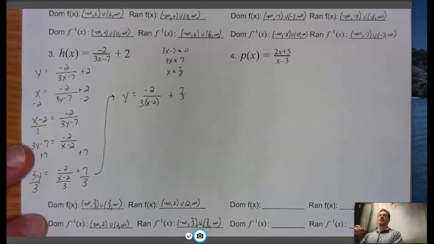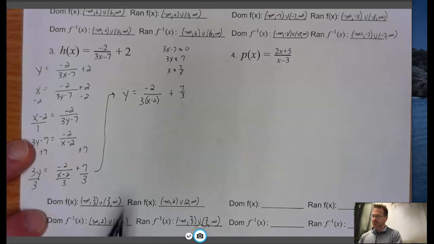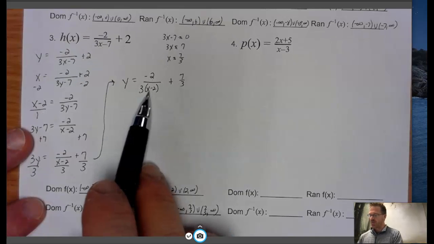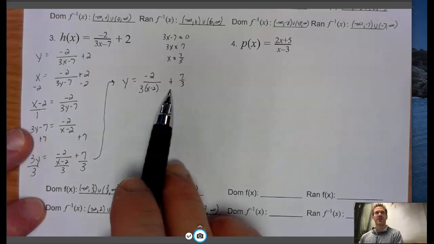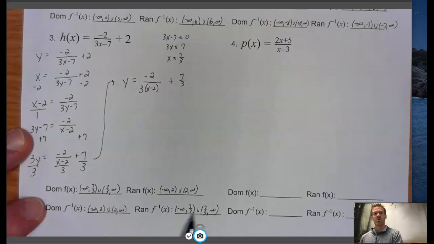Now, once again, look at what we are left with. My vertical asymptote would be at 2 here, which matches what we wrote here. My horizontal asymptote would be at 7/3, which once again matches what we wrote right there.